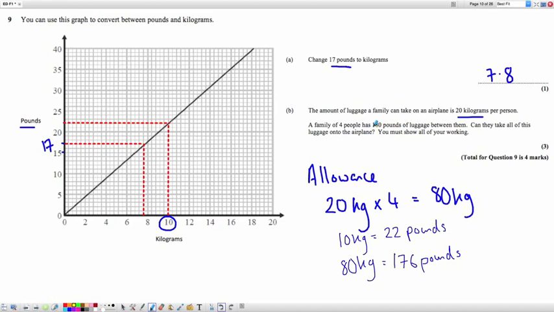However, they have 180 pounds of luggage. Therefore, they cannot take all of their luggage onto the plane. So we need to state here, when it says, can they take? No, 176 is less than what they have, which is 180. So they have 4 extra pounds than they are allowed.